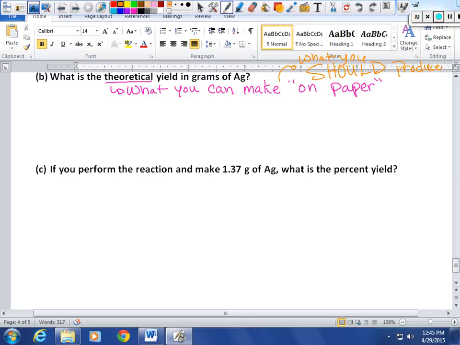Alright, so let's pretend that I really did give you 2 grams of zinc and 2.5 grams of silver nitrate, and I said, go do this reaction. Theoretically, you should be able to produce a certain amount. How you calculate the theoretical is what you do on paper. So theoretically, if I did this in a lab, this is how much I should get.